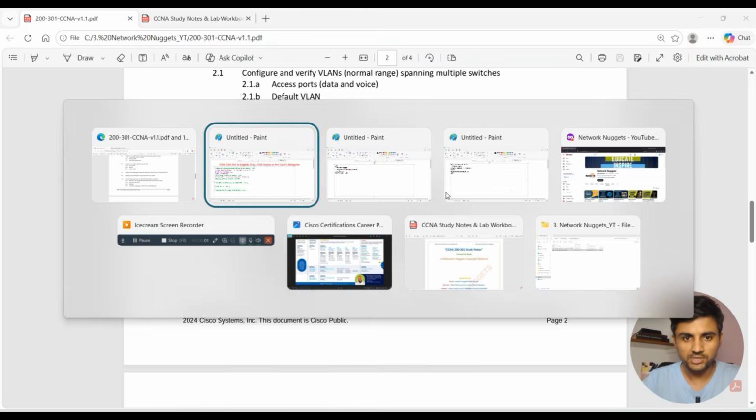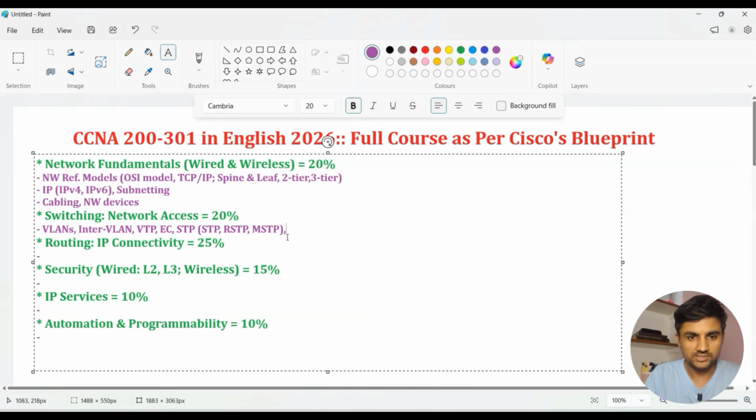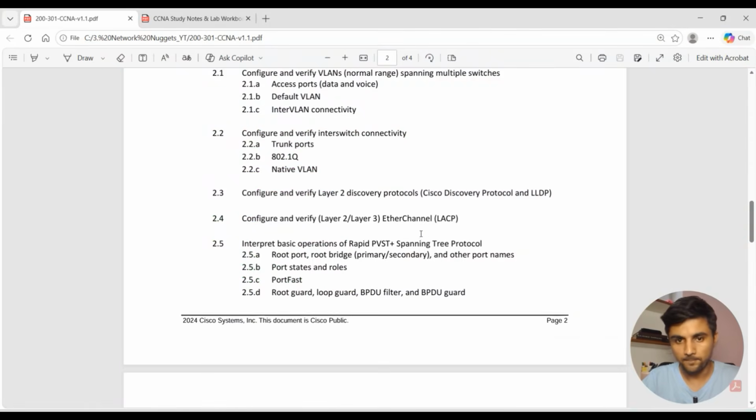So yes, CDP and LLDP as well. That is another thing. CDP and LLDP are network device discovery protocols working at layer 2, Cisco proprietary and open source.